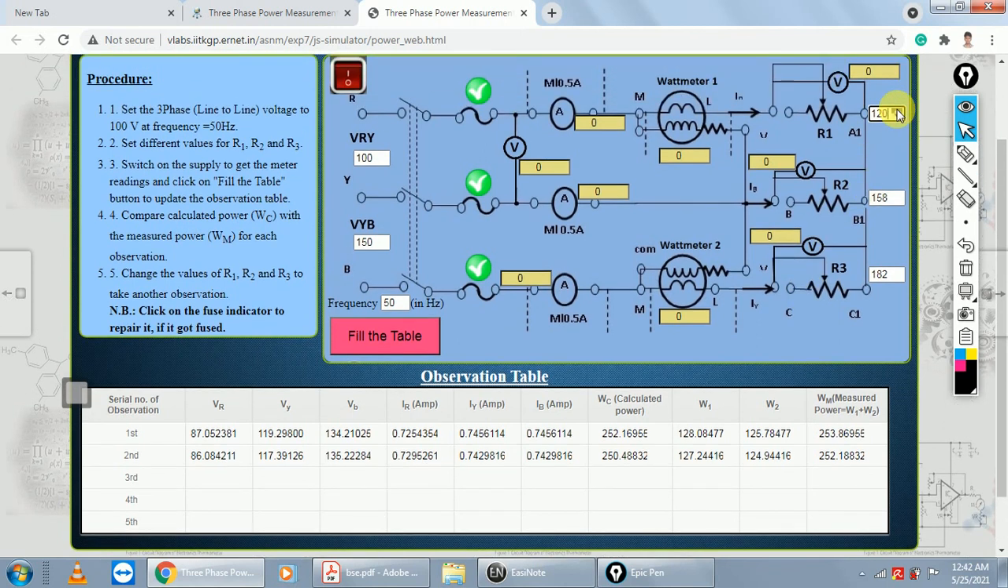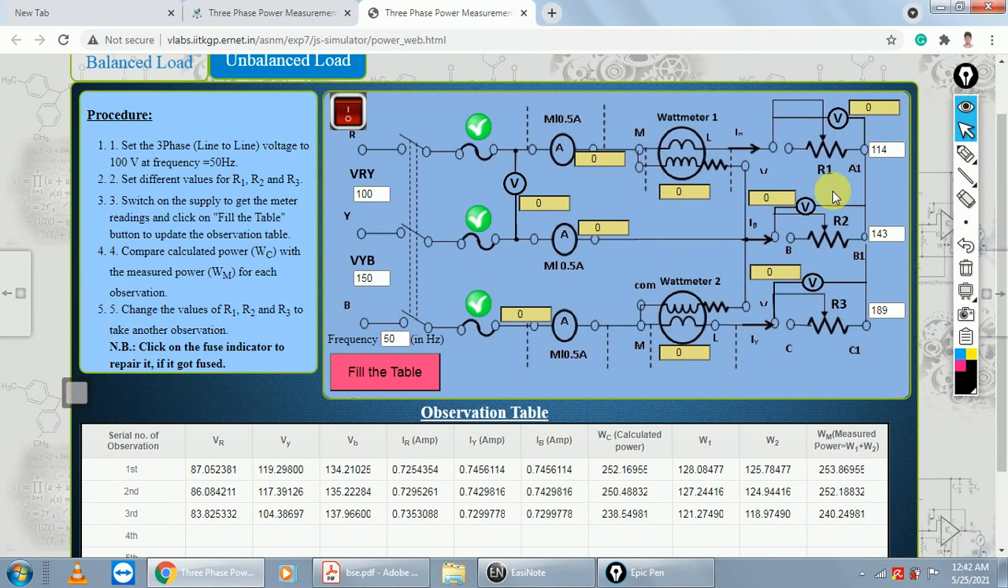Again change the value of R1, R2 and R3. Change the impedance of R1, R2 and R3 and turn on the switch. Calculate the power. Again both wattmeter readings are different. Fill data in table. Take the 5 readings.